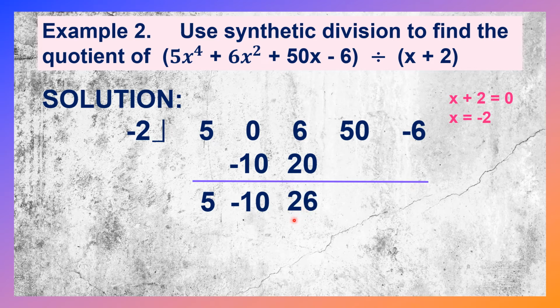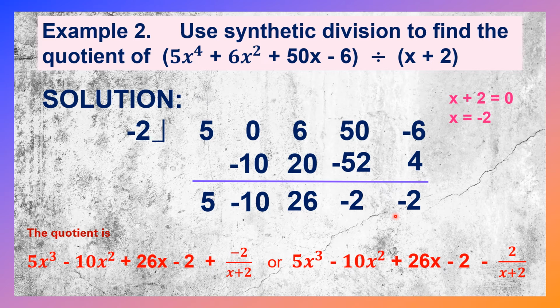Then multiply 26 to negative 2. So we have negative 52. Then add 50 plus negative 52 is equal to negative 2. Then multiply negative 2 times negative 2 is positive 4. Then add negative 6 plus positive 4 is equal to negative 2.